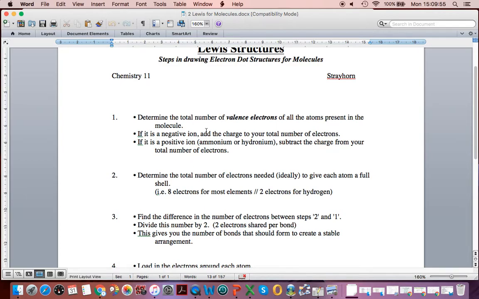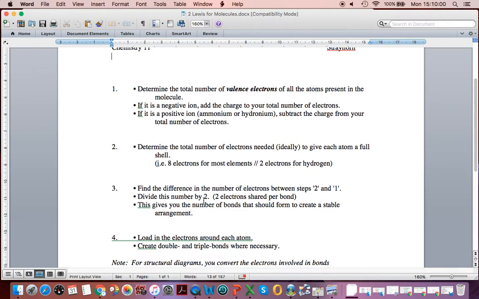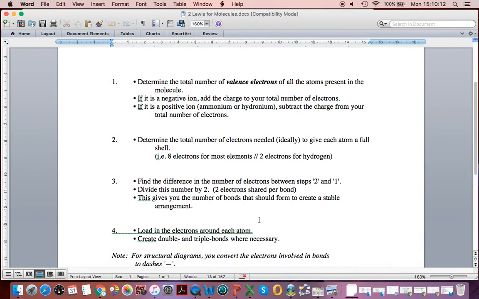Step 3 was finding the difference between these two numbers, bigger minus smaller, dividing by 2 because there are 2 electrons per bond, and from that you would figure out A, how many electrons you had to play with in one, and 2, how many bonds. And then you would start trying to make things fairly symmetrical, loading in the dots, making sure things like hydrogen had 2 electrons. Most other elements had 8 electrons around them.